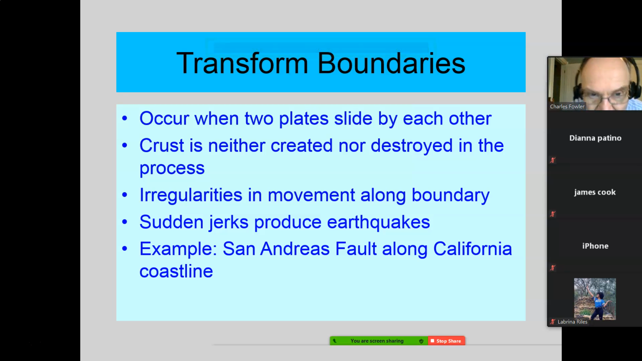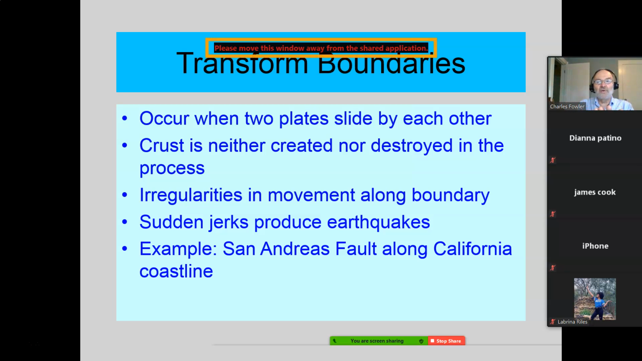Let's see if we can get transform boundaries done in about 4 minutes. These occur when the plates are going past each other. Now, I made it seem very rapid. They are extremely slow. Crust is not created nor destroyed when they go past each other. Irregularities in the movement along the boundaries do happen.